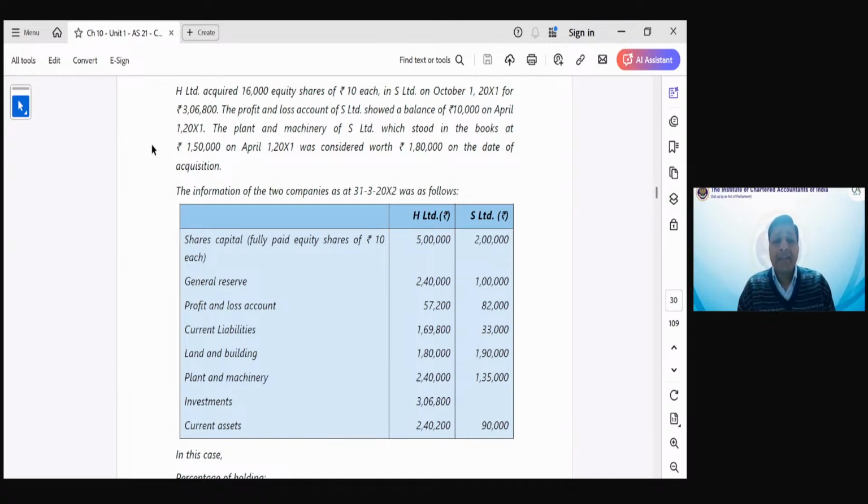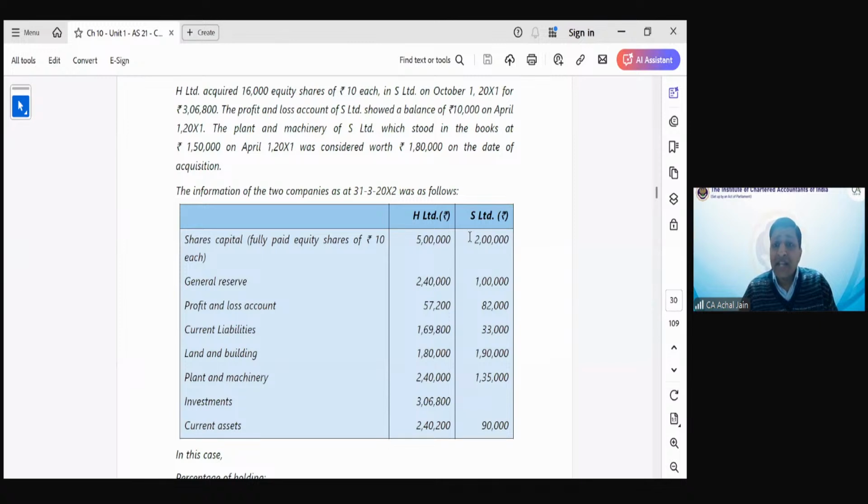Now, in this case, let's try to get into all of those computations one by one. Now, to begin with, what do we need? First thing we need is goodwill or capital reserve. So we are told that H Limited has paid 3,06,800. And H Limited has acquired 16,000 equity shares. Now, what percentage is acquired? Can you tell me? What percentage has been acquired by H Limited? Can you quickly compute and let me know? Without looking at the solution, please.